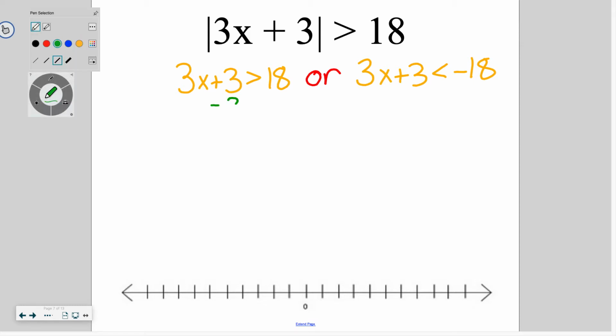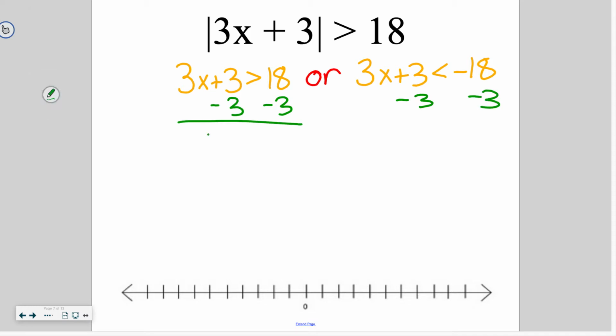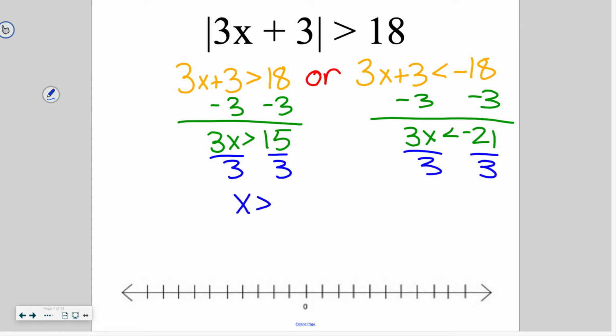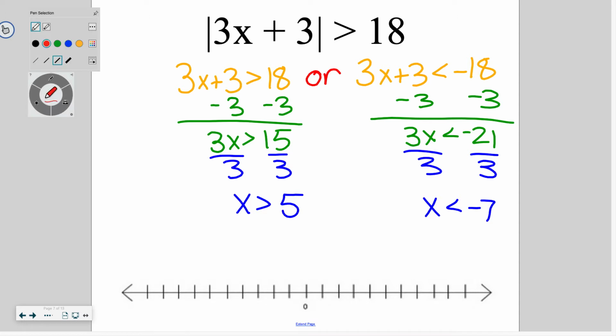As we solve, the first thing we need to do is subtract 3 from both sides of both inequalities. So we get 3x is greater than 15, and on this side, we have 3x is less than negative 21. My next step on both is going to be to divide by 3. As I divide by 3 on all of these inequalities, I end up with x is greater than 5, and for the second one, x is less than negative 7. And these are an OR statement. So when I put this all together, I'm going to use my smaller value first.